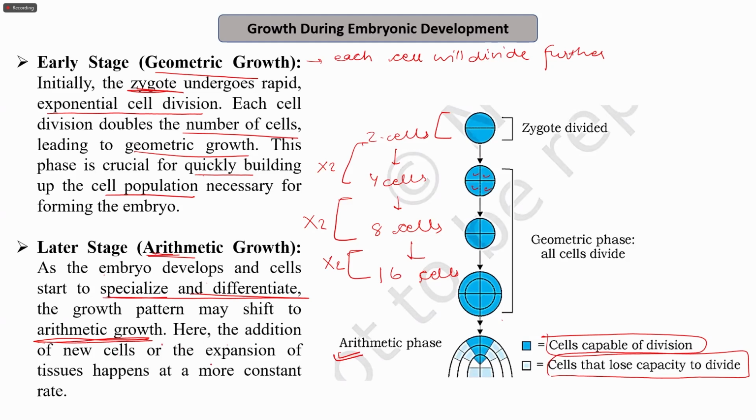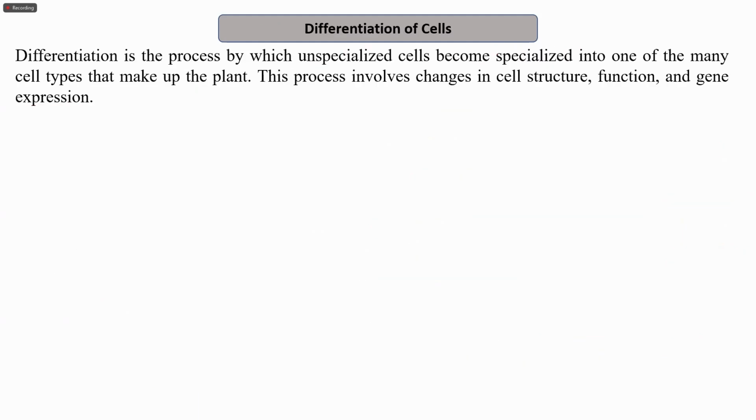Here, the addition of new cells or the expansion of tissue happens at a more constant rate, because out of the two progeny cells, one will divide and one will become specialized and lose the capacity to divide. So both of these happen at a more constant rate.